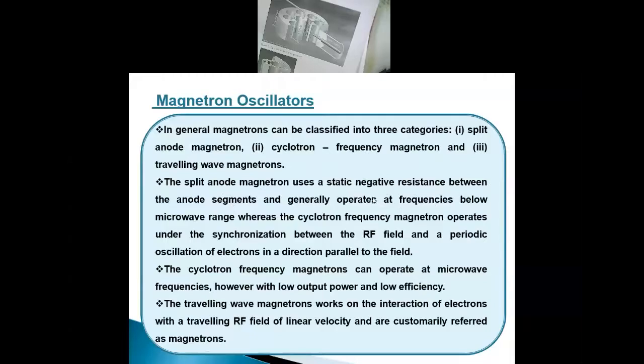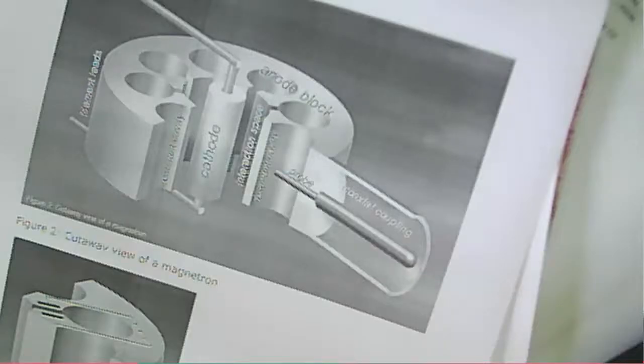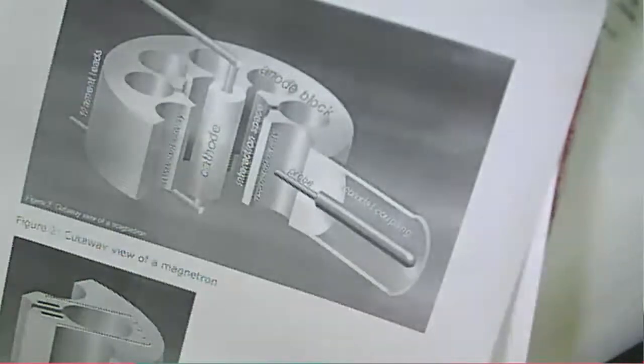It generally operates at a frequency below the microwave range. If you consider the cyclotron frequency magnetron, it will operate at microwave frequencies, however with a low output power and low efficiency. In a traveling wave magnetron, the interaction of the electrons is with a traveling RF field of linear velocity, and it is customarily referred to as a magnetron.